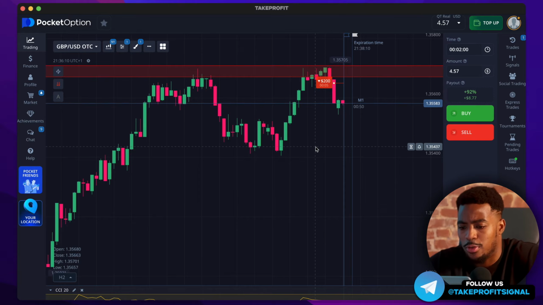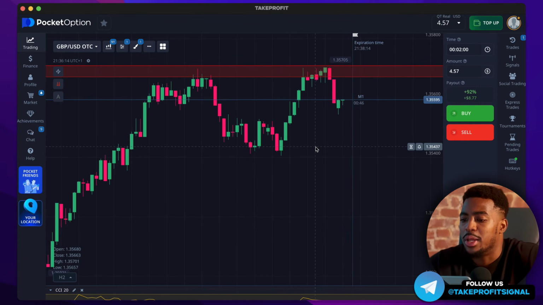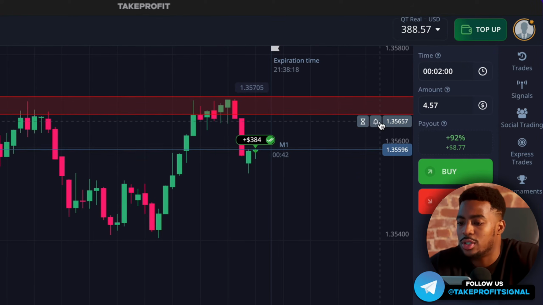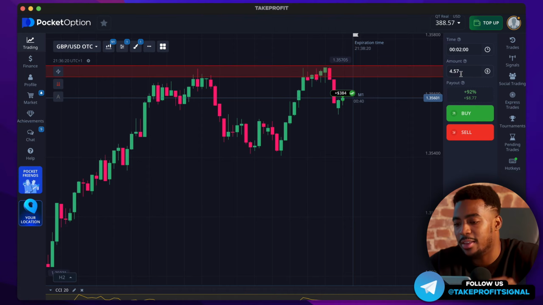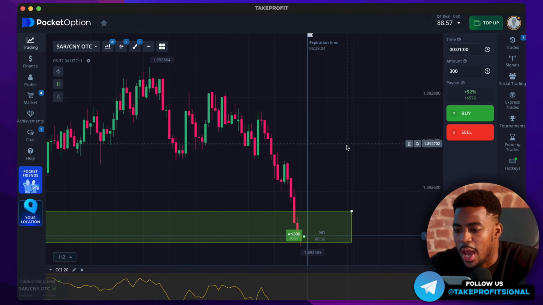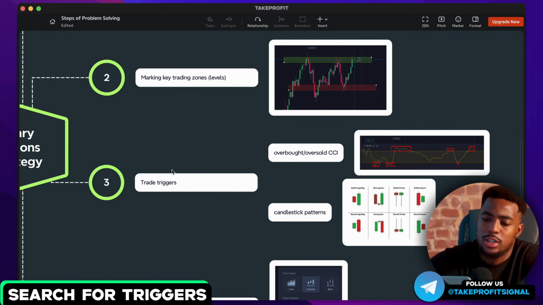Thus, using the first 2 simple points from my strategy checklist, we close our first trade and increase our balance from $200 to $384. I won't be risking for a very long time, but for some time, I'll have to increase my balance. I think we can continue trading, and I would be happy to tell you about the third point of my checklist, which is about finding triggers.